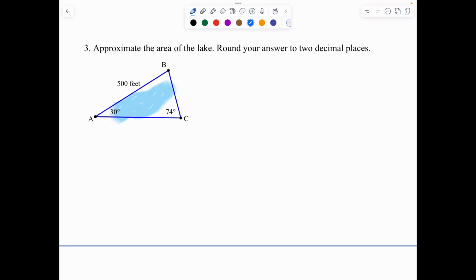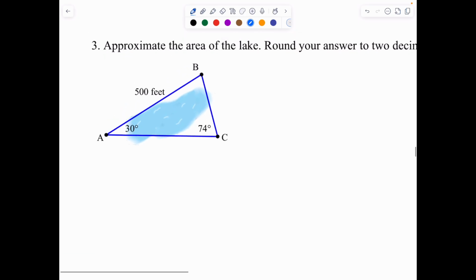In this problem, we're supposed to compute the area of this lake, but it's kind of a dumb way to do it, but we'll do the area of the triangle instead, because I don't know what shape the lake is, some sort of weird oval. And so what we'll do is remember the area formula for a triangle, 1/2 times base times height. Hopefully you know that. If you don't, there it is. And so I need to know the height and the base of this triangle.